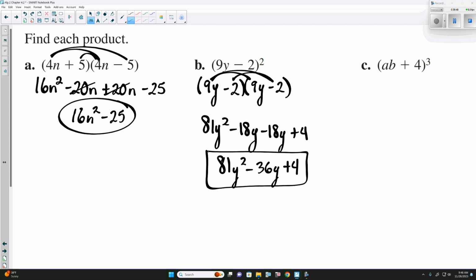Unfortunately, we don't have enough time to go through doing the multiplication of ab plus 4 cubed. Yes. The squared, since it said the quantity 9y minus 2 squared, the squared term says it's being multiplied by itself 2 times. The 3, or the cube, is saying that we have ab plus 4 being multiplied by itself 3 times. Does that make sense? Questions on this here?